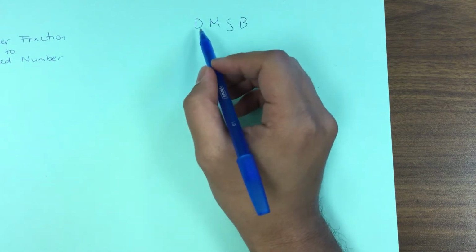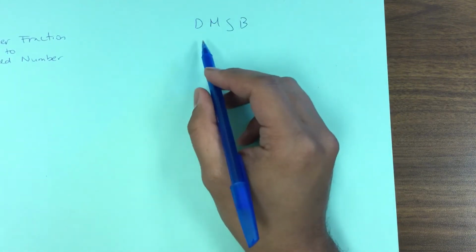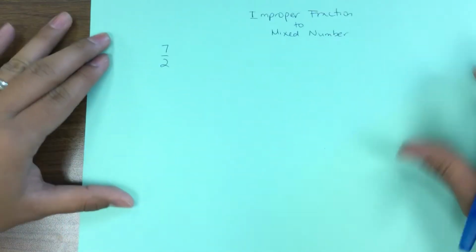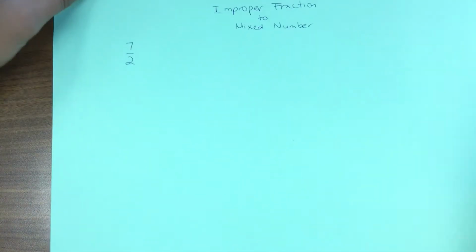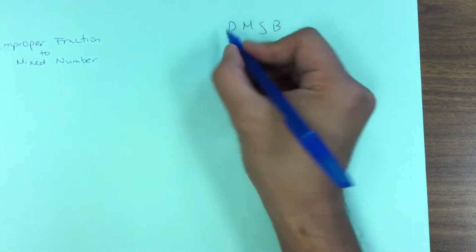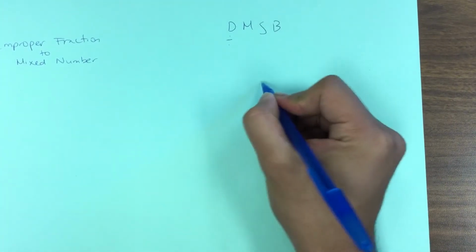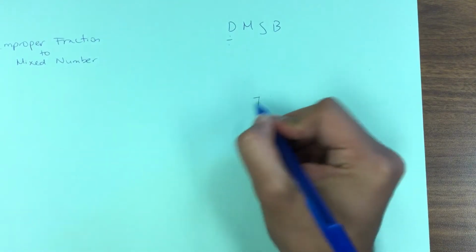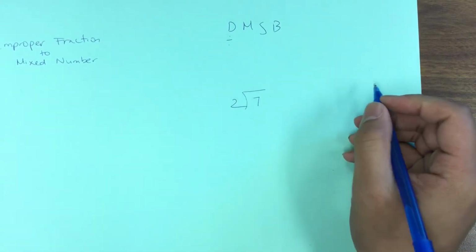With daddy, we will do the first thing. We're going to divide 7 and 2. Let's try and find out how many times 2 goes into 7. And so, daddy means division. And let's go 7 divided by 2.